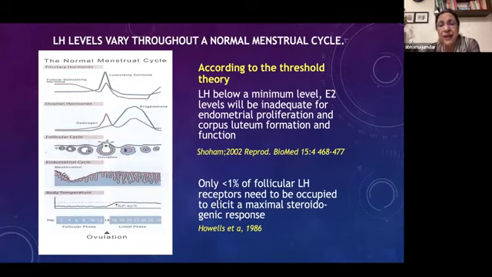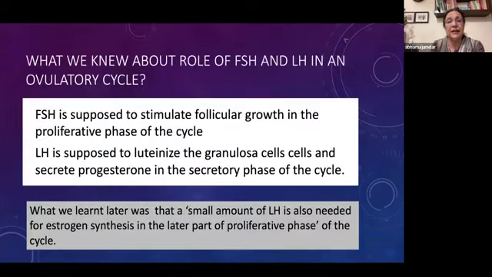And what is required of LH? Less than 1% of follicular LH receptors need to be occupied. So out of 100 receptors, if even one receptor is occupied, we will have a maximal steroidogenic response. This is very important for all of us to understand.